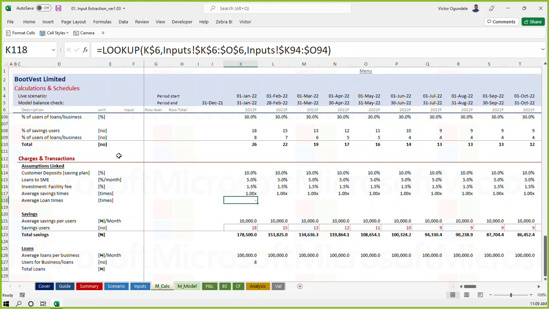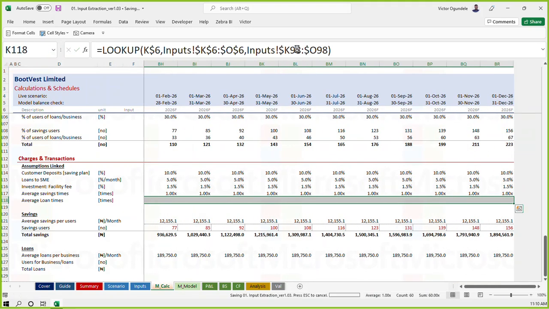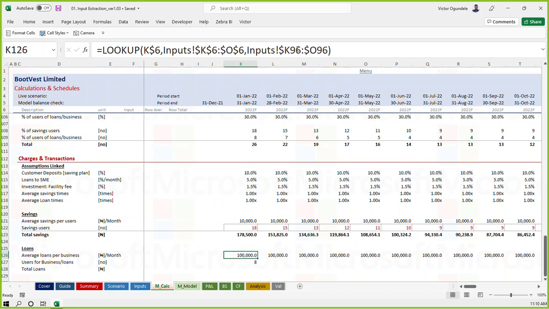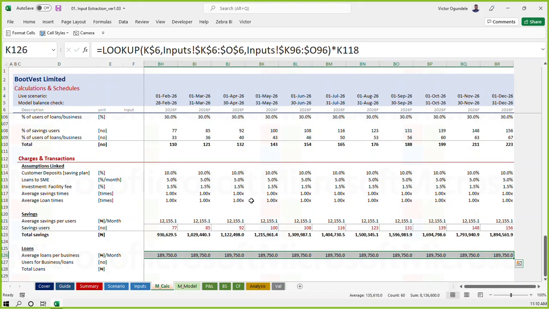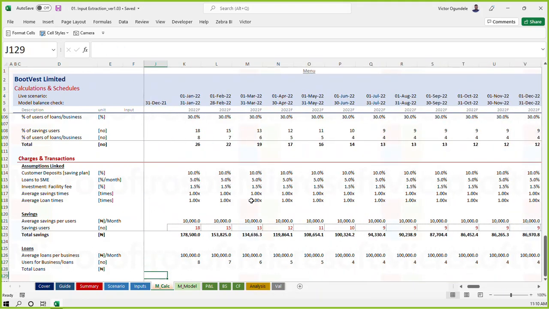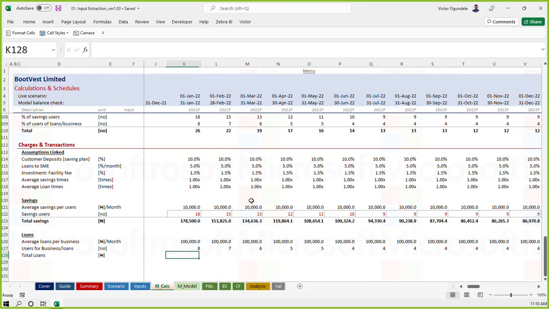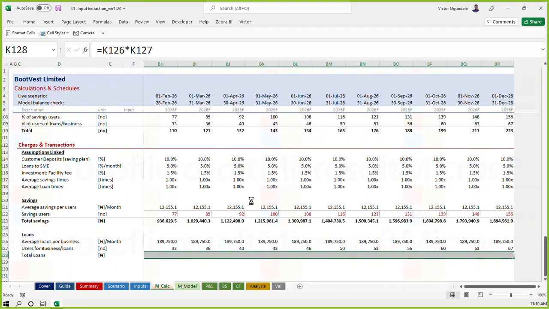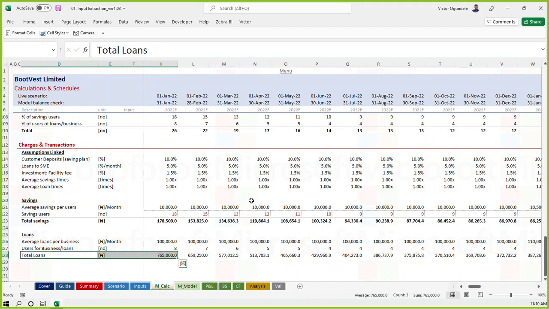All right, so our average loan times, that is row 98. So let me change it to 98. So we are saying this is our average loan per business multiplied by our average loan times. Then we have this for the users. And here we're saying our total loans will be this multiplied by our number of businesses that loan is being given to. Now, there's something missing.